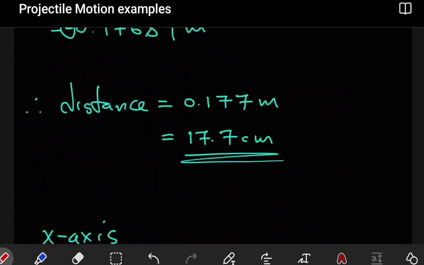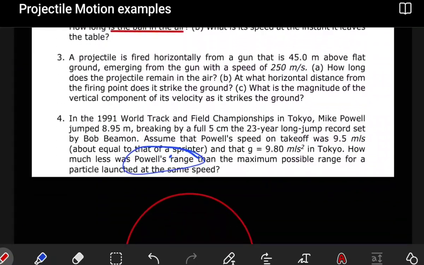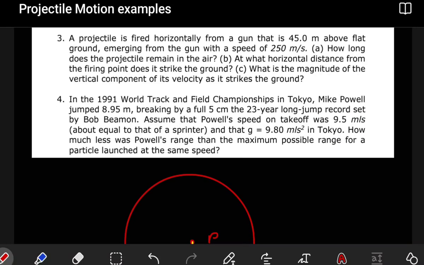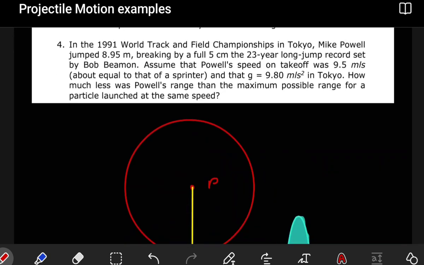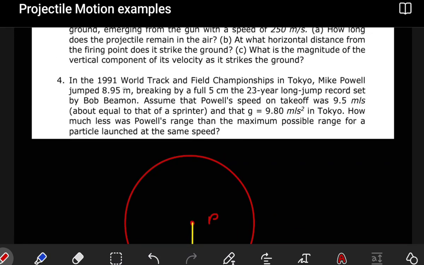Okay, so let's see what they're saying. There's no need for us to look at that second or the world record itself. In the 1991 World Track and Field Championship in Tokyo, Mike jumped 8.95 meters, breaking by a full 5 centimeters the 23-year long jump record. So this is long jump.